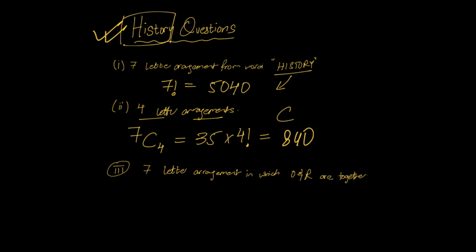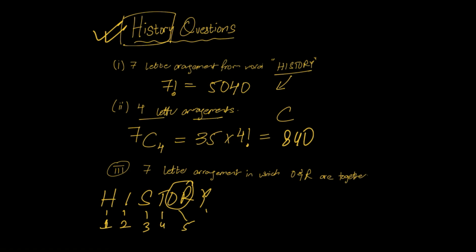Now it says 7 letter arrangements in which O and R are together. In questions like these, what we basically do is bundle O and R up as one character, so we have the first, the second, the third, the fourth, the fifth, and the sixth character. We shuffle these 6 up in 6 factorial ways, and because O and R can also be written as R and O, we shuffle these up in 2 factorial ways. This gives us the answer for when O and R are always together.